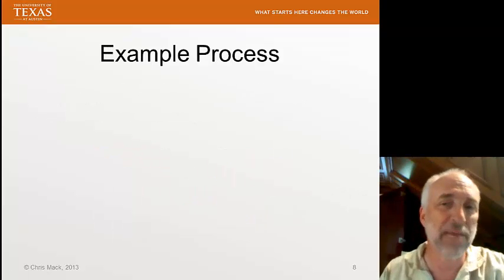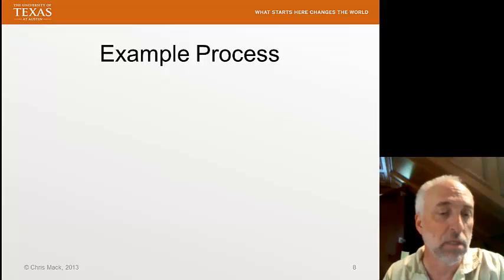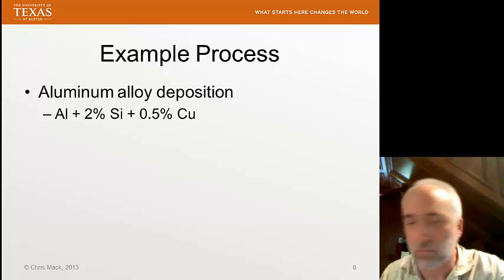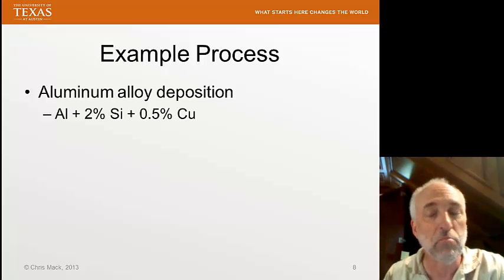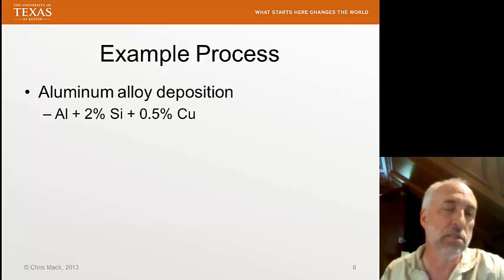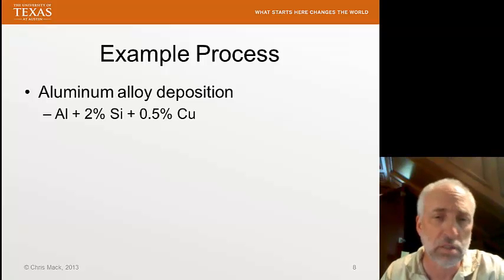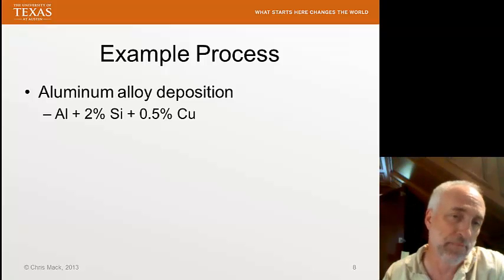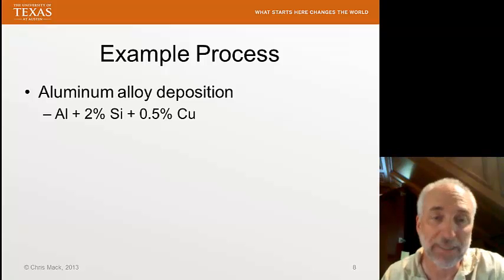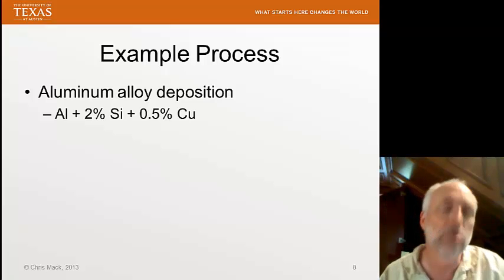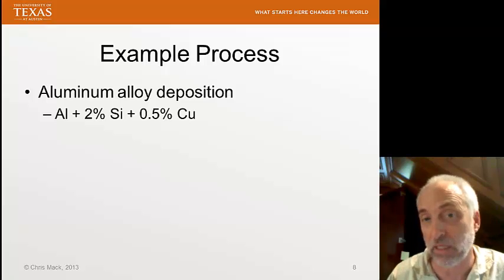So let's talk about an example process. One of the common processes for depositing a metal is aluminum. Aluminum was the dominant metallization technology through the 70s and 80s and most of the 90s. Since then, we've replaced aluminum with copper in our high-end parts, but aluminum is still used in older parts nonetheless. And when we deposit aluminum, we actually deposit an alloy. It's mostly aluminum, but with about 2% silicon and about 0.5% copper. That results in a metal that has some better electrical properties and better reliability properties in particular.